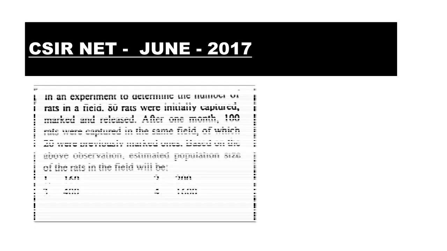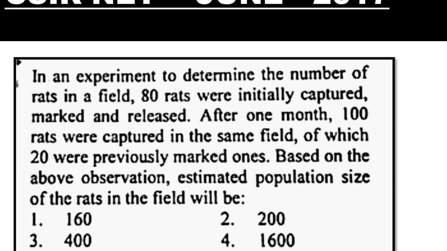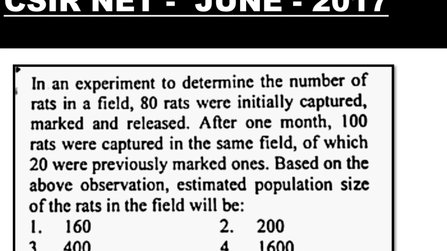So let us begin with the question, and this question is from CSIR NET June 2017. Here you can see in the question: in an experiment to determine the number of rats in a field, 80 rats were initially captured. So initially captured means what? Your first sample. So how many rats are there in the first sample? 80. So keep this in mind.